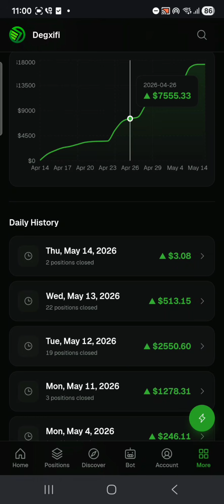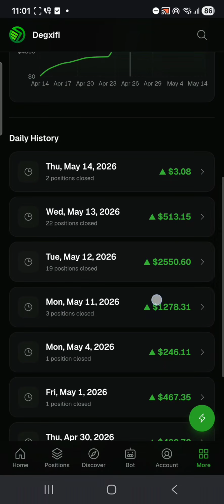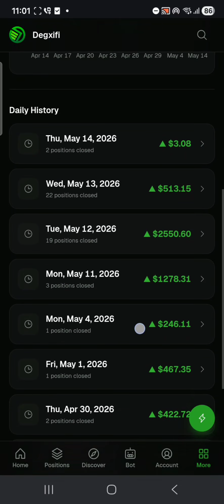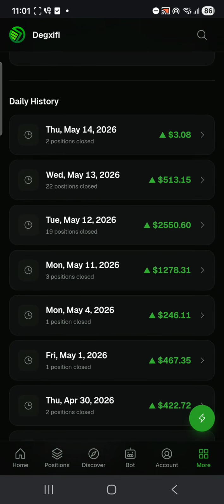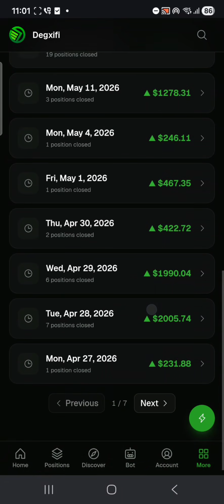Yesterday I did a total of $513. The day before yesterday I did $2,550. A day before I did $1,278. A day before I did $246. A day before I did $467. All these are different earnings based on the market condition for that day and the positions I open.